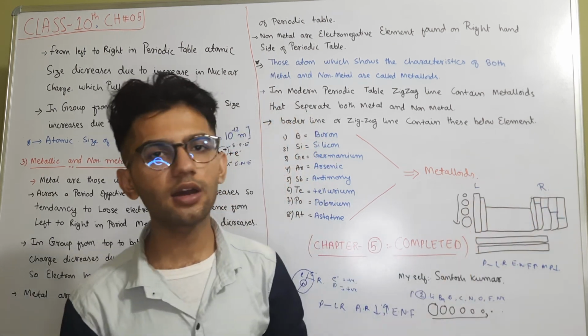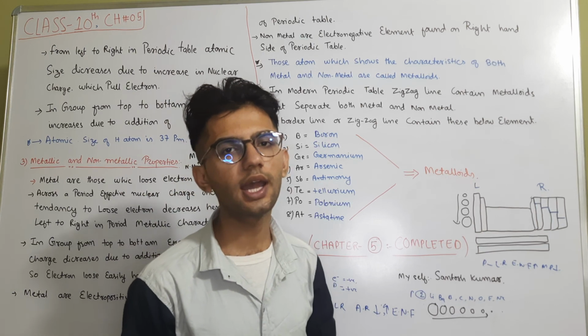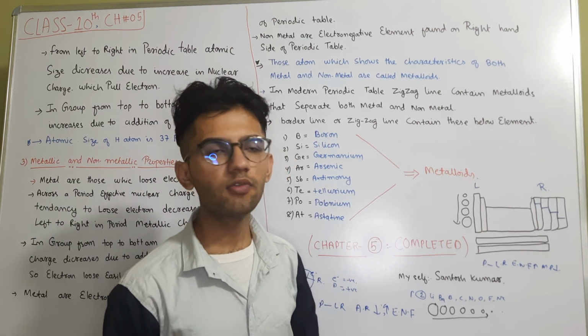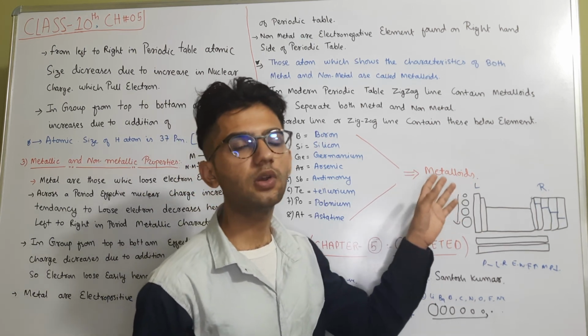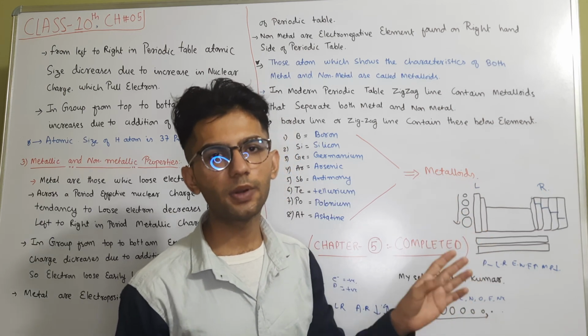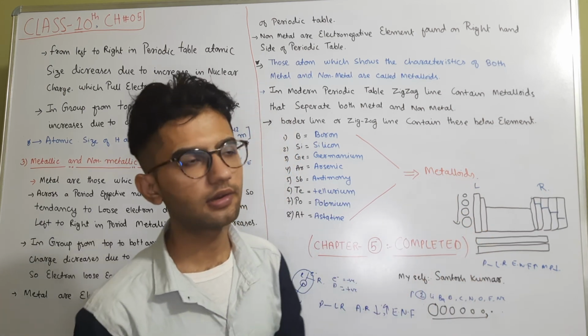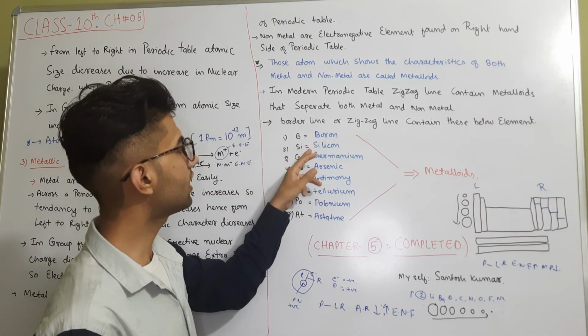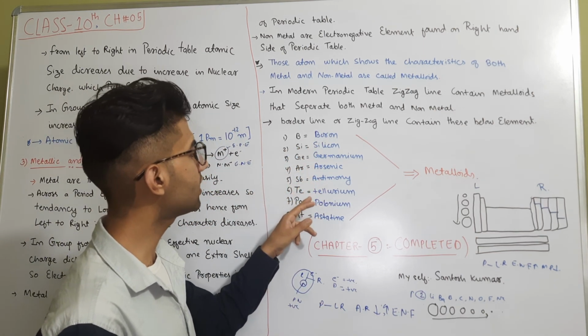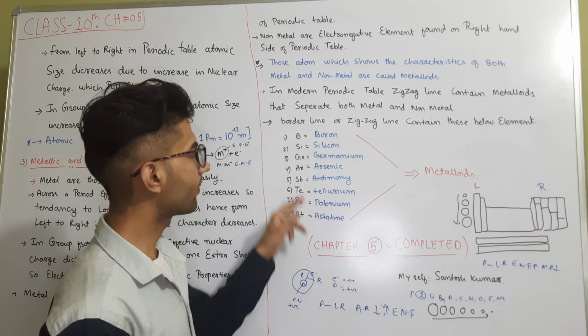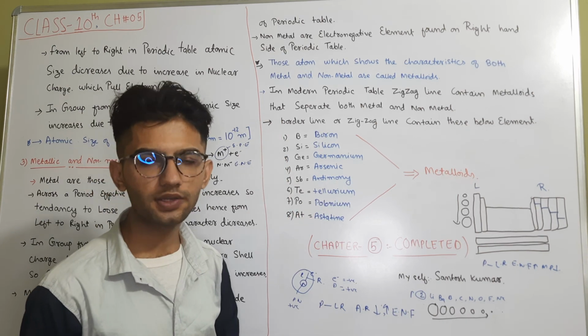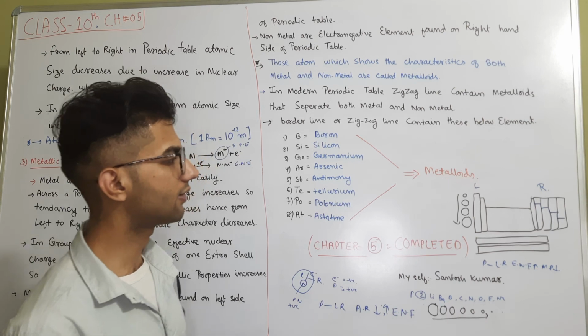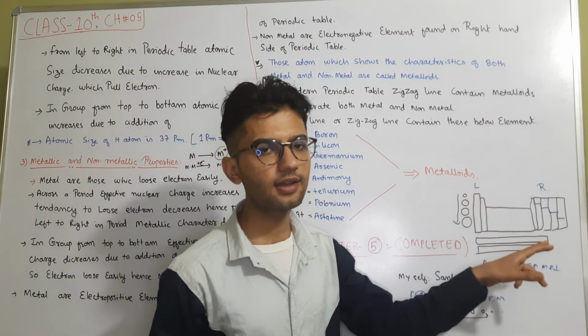That zigzag line, the border line, contains the elements known as metalloids. Metalloids contain the properties of both metals and non-metals. In our modern periodic table, the metalloids are boron, silicon, germanium, arsenic, antimony, tellurium, polonium, and astatine. These elements contain the properties of both metals and non-metals, and they are present along the zigzag line.